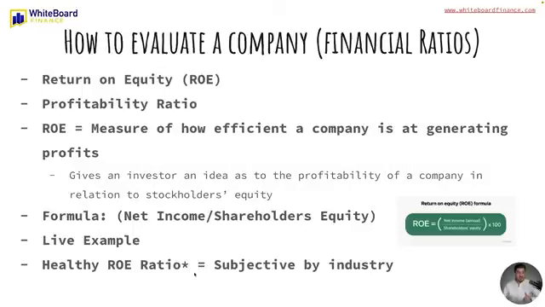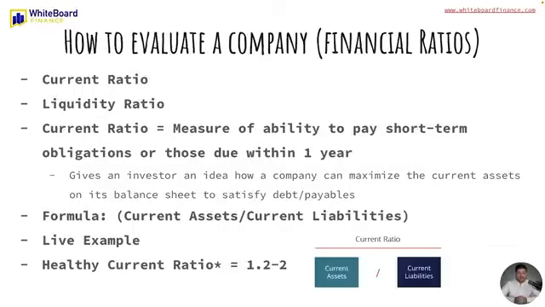So tech is going to be different than consumer goods, for example. Okay, so the next financial ratio is the current ratio. This is a liquidity ratio. This basically shows you the ability of a company to pay its short-term obligations, or those due within 1 year. So this gives an investor an idea of how a company can maximize the current assets on its balance sheet to satisfy debt or payables.